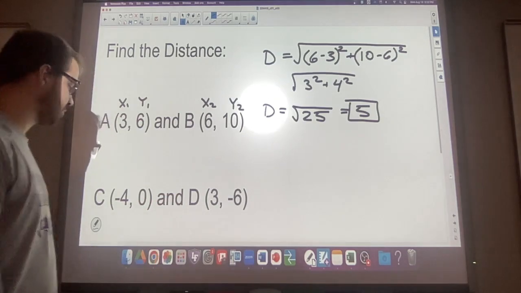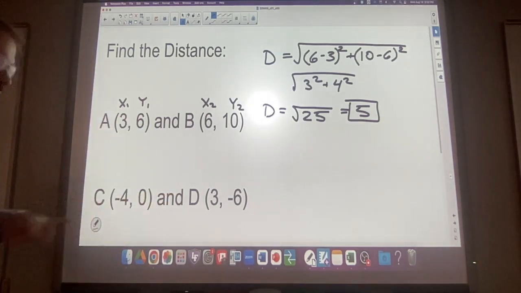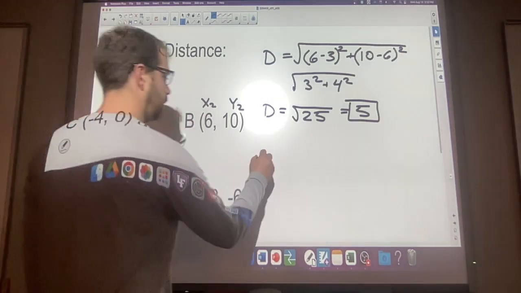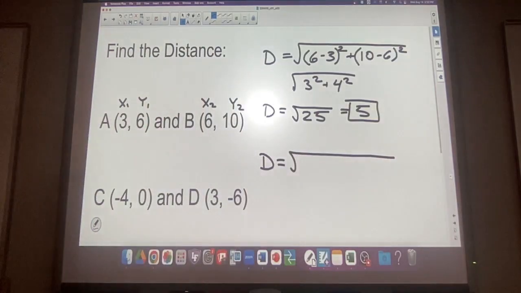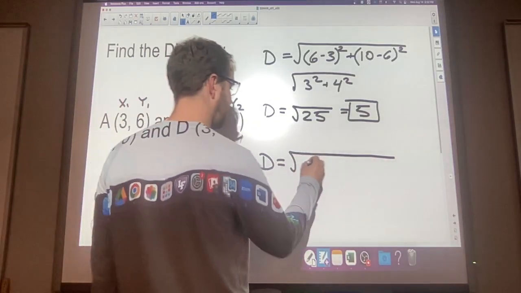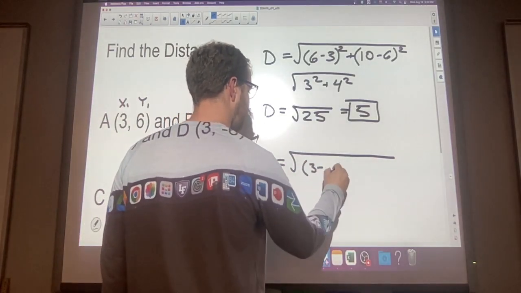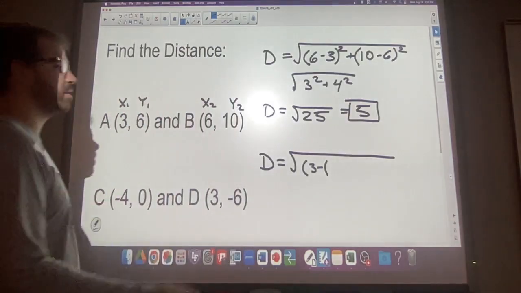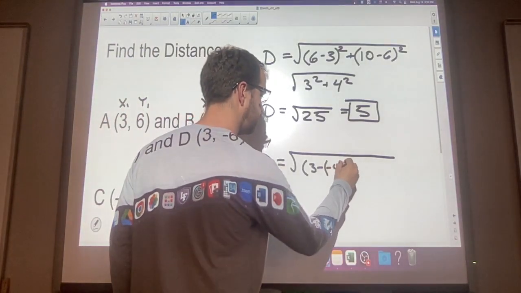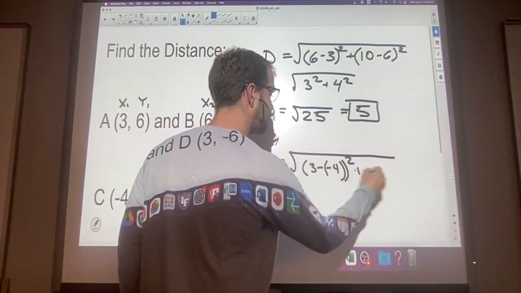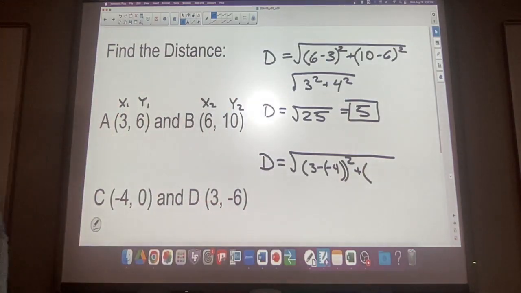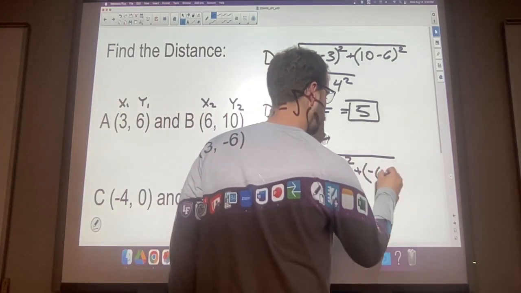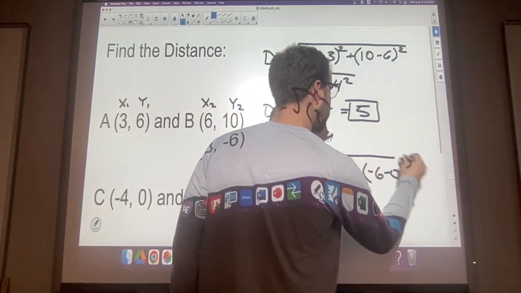Let's do this one. Okay, so we got some negatives. We got 0. All right, x2 is 3 minus negative 4. Subtracting a negative, be careful. So 3 minus negative 4, and we're going to square that. y2 minus y1, so negative 6 minus 0, squared.